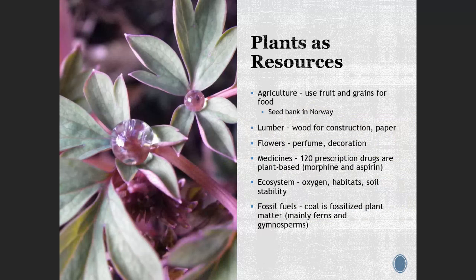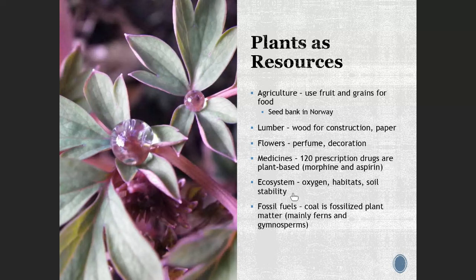So plants as resources, we use them a lot. Very essential for agriculture. We use the fruits and grains for food. Like as I mentioned, there's that huge seed bank in Norway, which is quite essential, and it's getting kind of scary because it's starting to warm up there. And for seeds, if you store them at a low cold temperature, they can stay pretty much indefinitely. We use a lot for lumber, a lot of our buildings, flowers for perfume and decoration, a lot for medicine. This is a big category right here, especially if you're going through the natural route. We use a lot of it.